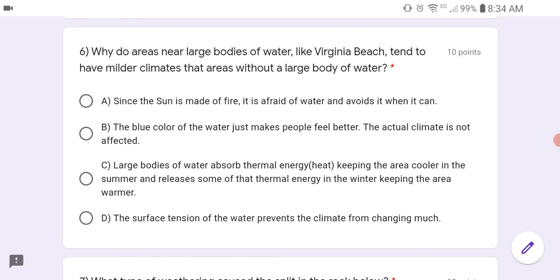C. Large bodies of water absorb thermal energy, heat, keeping the area cooler in the summer, and release some of that thermal energy in the winter, keeping the area warmer. D. The surface tension of the water prevents the climate from changing much.